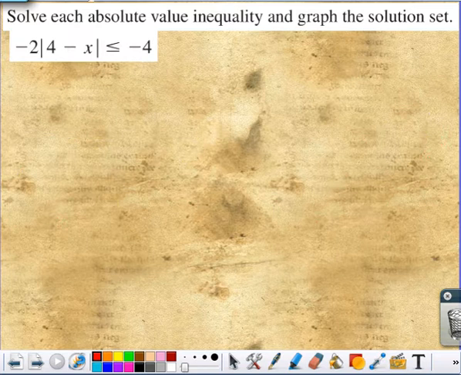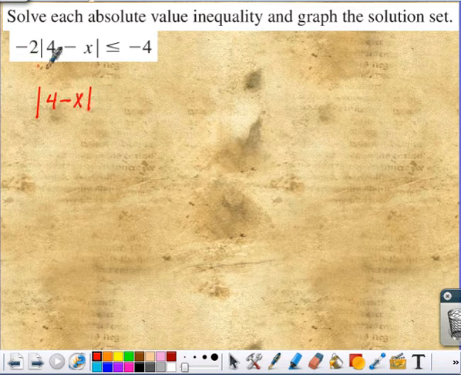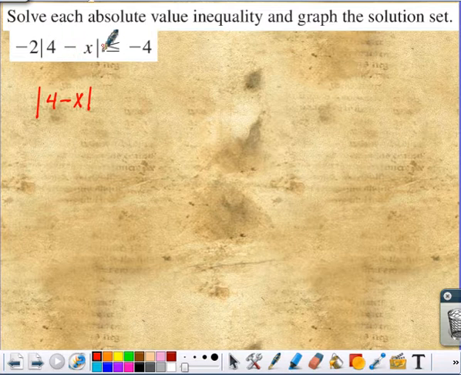Here's another one. First step, get that absolute value by itself. We can clean it up as much as possible before you start. Move the negative 2 over. So now you have the absolute value of 4 minus x. When you do, this is multiplied by something else. Don't distribute that. We're not taking the absolute value of negative 2. It's not inside, but if you distribute that, all of a sudden it's inside.